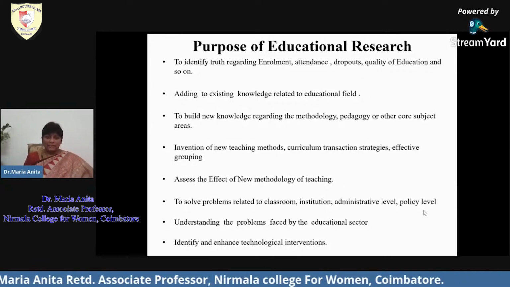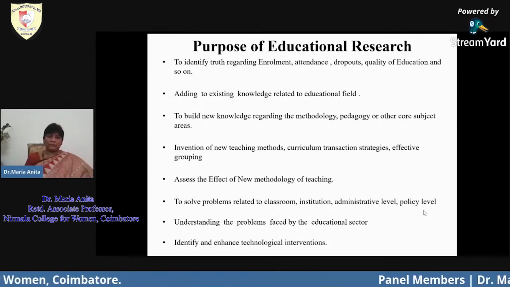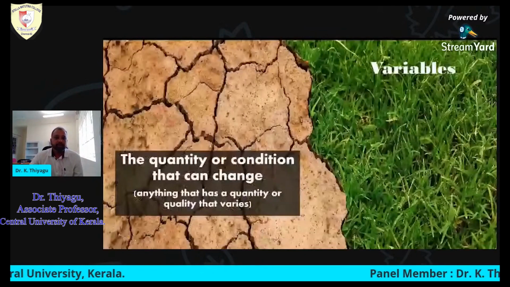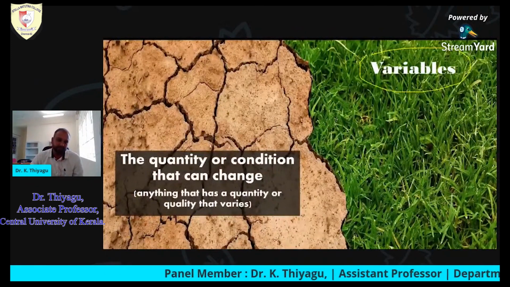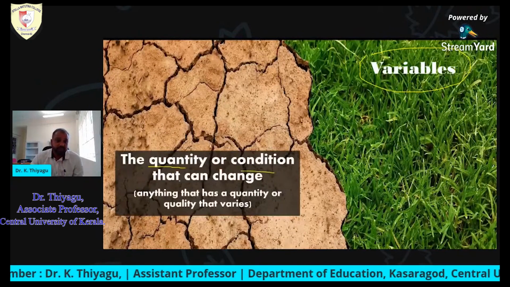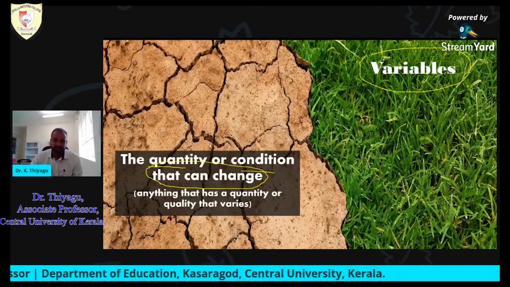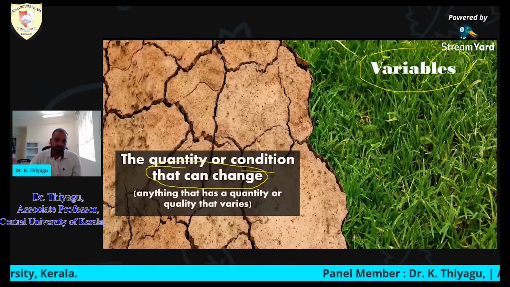Like regarding enrollment, attendance of students, to find out dropouts, to understand the quality of education from time to time. Directly to the variables. So we already know what a variable is. I'm just going to define the term variable. It's the quantity or condition that can change. If you are able to change anything during your experimentation process or during your research process, then that term is called a variable.